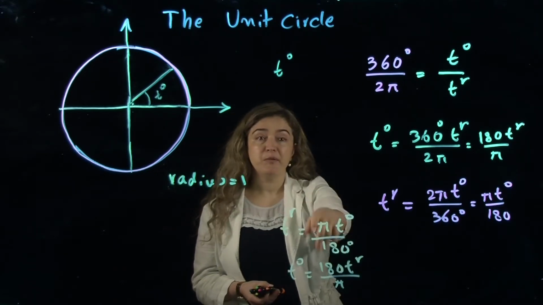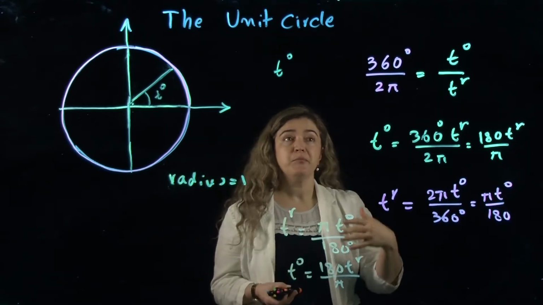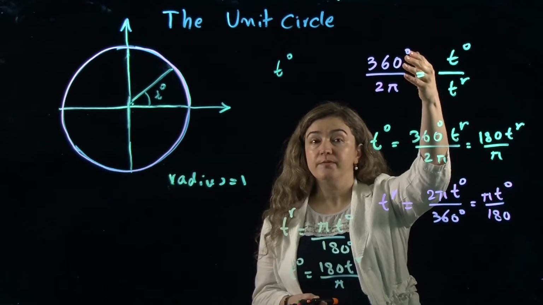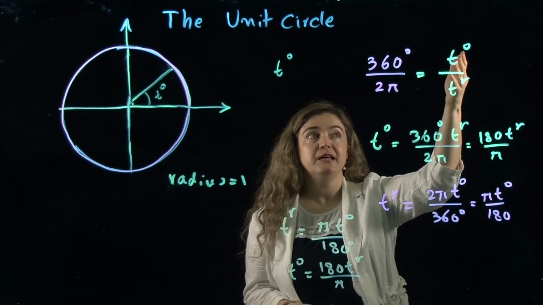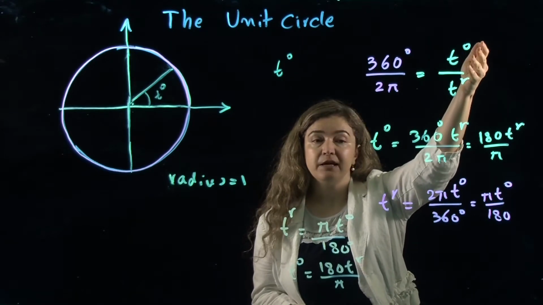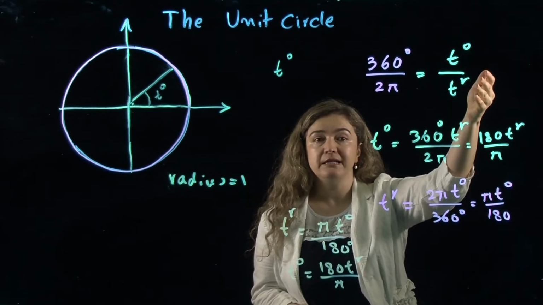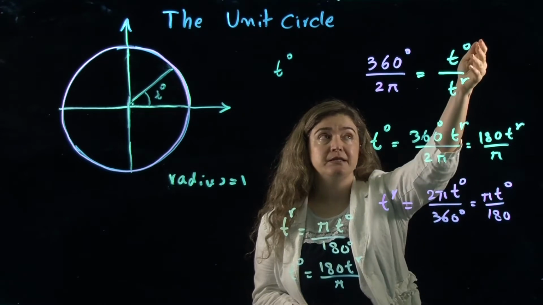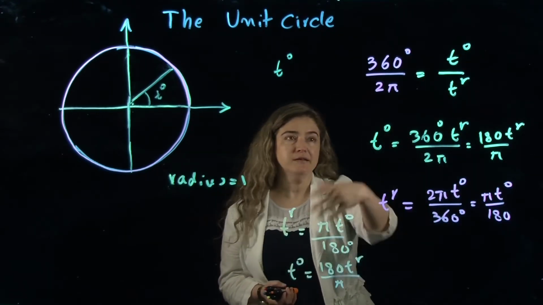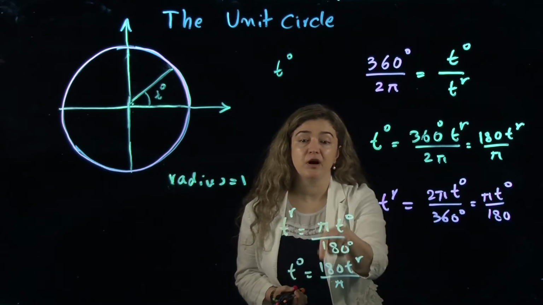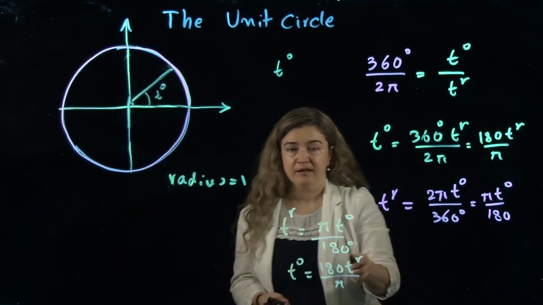I do not recommend memorizing these two. Just remember the ratio of 360 degrees to 2 pi is the same as T in degrees divided by T in radian. And then you can apply that in either of these formulas.